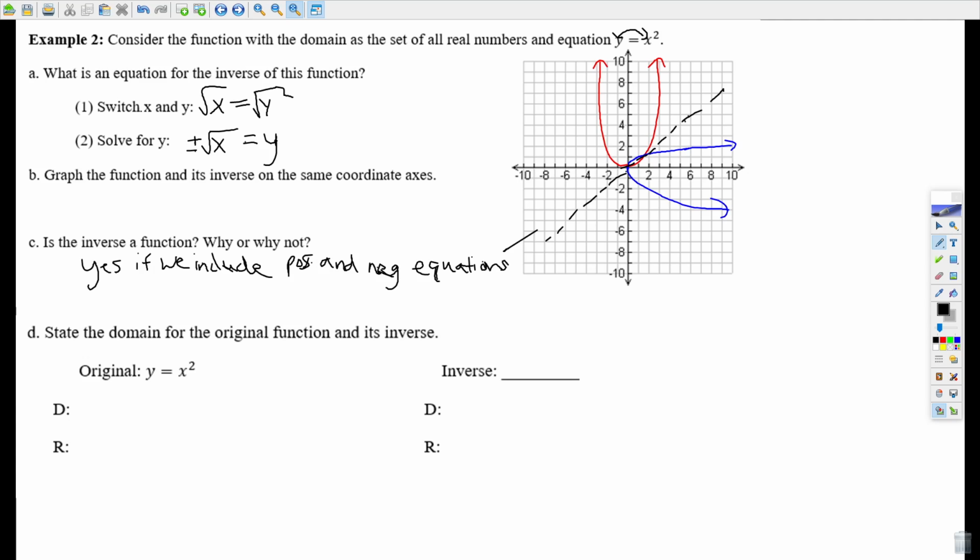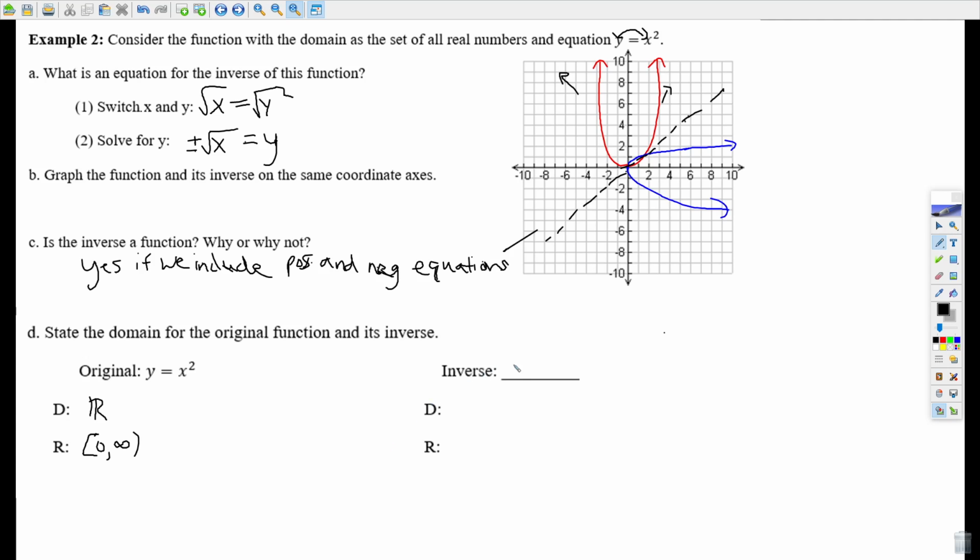Okay, the domain and range for this. Well, we should already know the domain and range for the original problem. The domain for y equals x squared, which is my red one, extends in both directions. It goes this way and it goes this way forever. So the domain is all real numbers. We can use the R symbol, or you could do negative infinity to positive infinity. The range is your y values. So it starts at 0 and goes up to infinity. So we'll say from 0, including it, up to infinity.